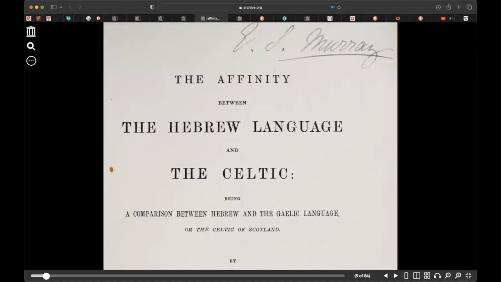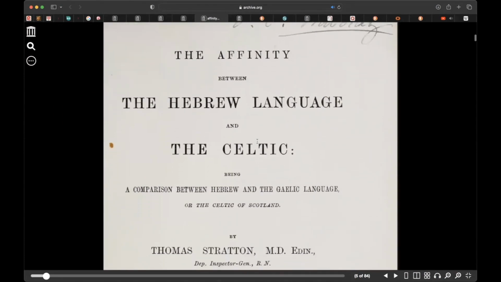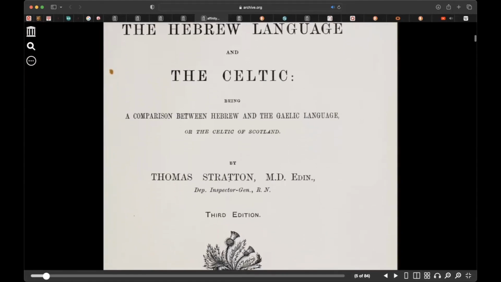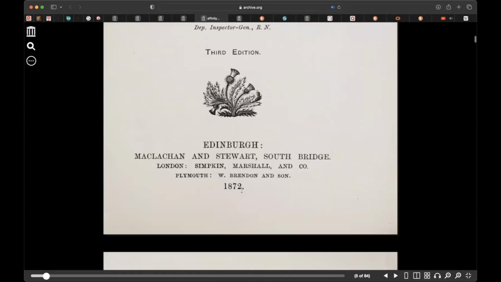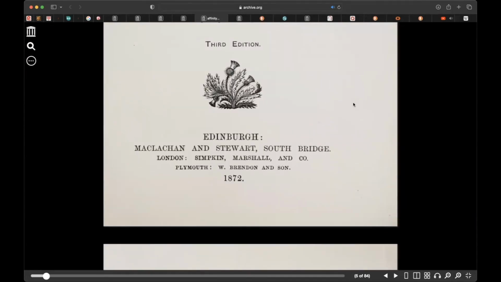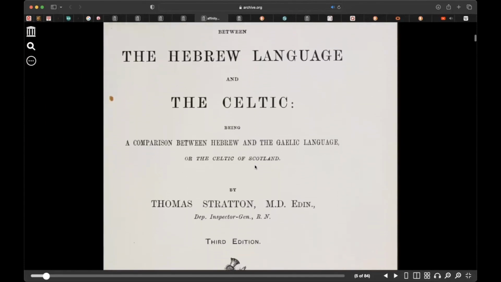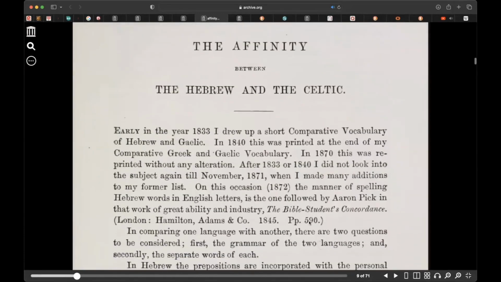Yeah, I got more, guys. So I have another book here, guys, regarding the Celtic. It says here, The Affinity between the Hebrew Language and the Celtic, being a comparison between Hebrew and the Gaelic languages, or the Celtic of Scotland, by Thomas Stratton, M.D., Edinburgh. The third edition. This is from 1872. So again, another book letting you know the Hebrew language and the Celtic is the same. The Celtic comes from the Hebrew. The affinity between the Hebrew and the Celtic.